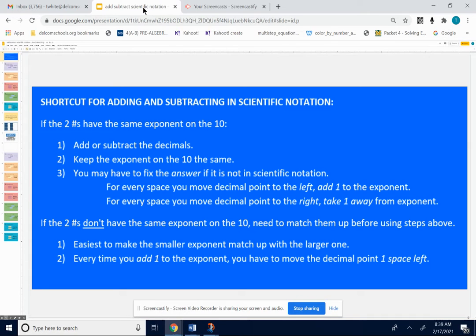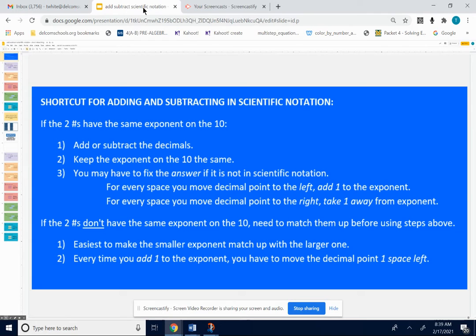Okay, you may have to fix the answer if it is not in scientific notation. If you have to move the decimal point to the left, for every space you have to move the decimal point on the number left, you have to add 1 to the exponent. For every space you would have to move the decimal point to the right, you have to take 1 away from the exponent.